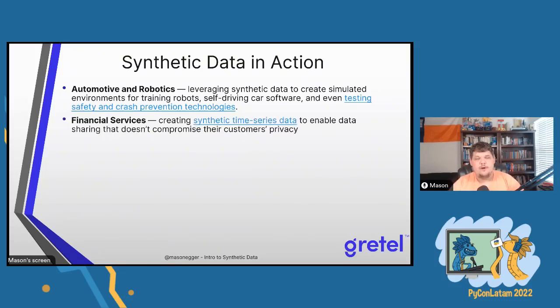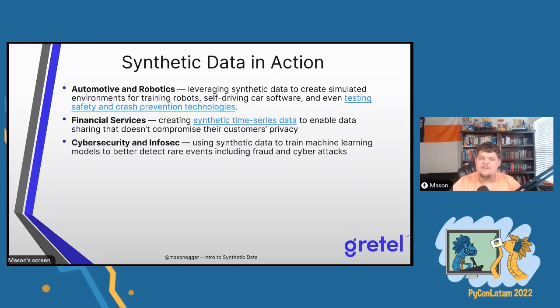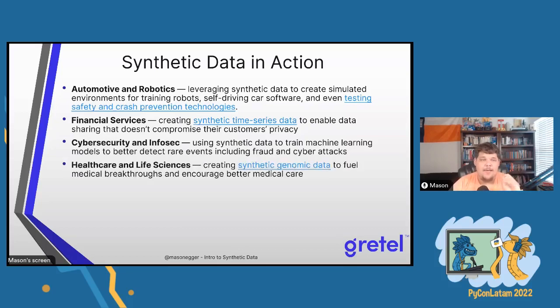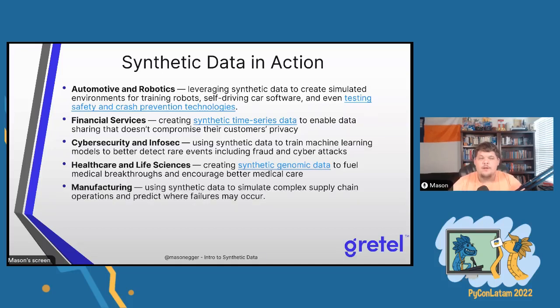Financial services are creating synthetic time series data to enable sharing that doesn't compromise the customer's privacy. Cybersecurity and infosec regions are using synthetic data to train machine learning models to better detect rare events, including fraud and cyber attacks. In healthcare, we're currently creating synthetic genomic data. That's a really cool blog. If you have time to read that one, you should. It can fuel medical breakthroughs and encourage better medical care by being able to synthesize a human genome.